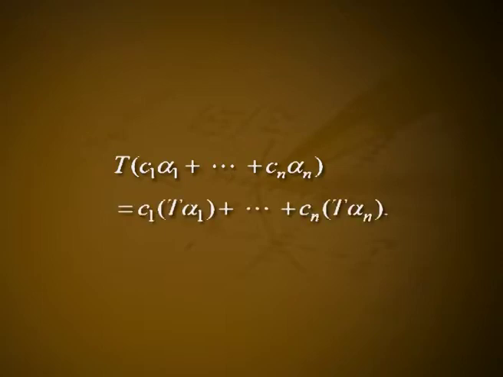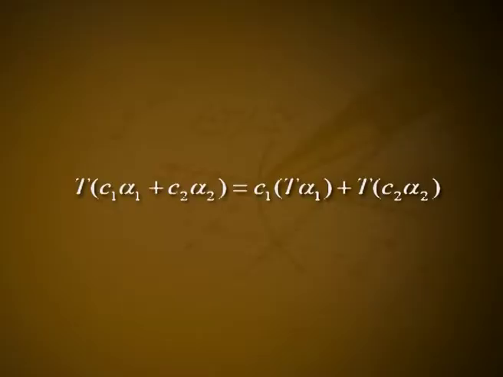Theorem 2. A linear transformation preserves linear combinations. That is, if alpha 1, etc., alpha n are vectors in V and C1, etc., Cn are scalars, then T of C1 alpha 1 plus etc. Cn alpha n equal to C1 into T of alpha 1 plus etc. Cn into T of alpha n.